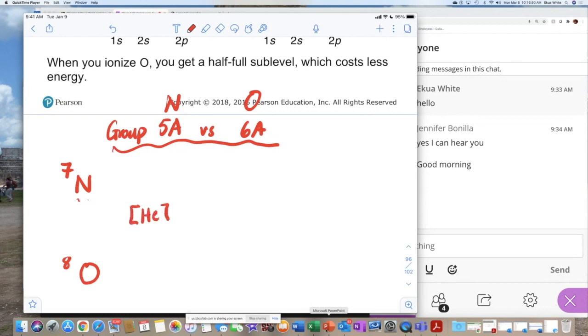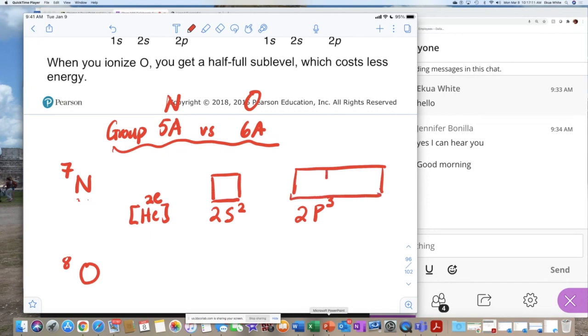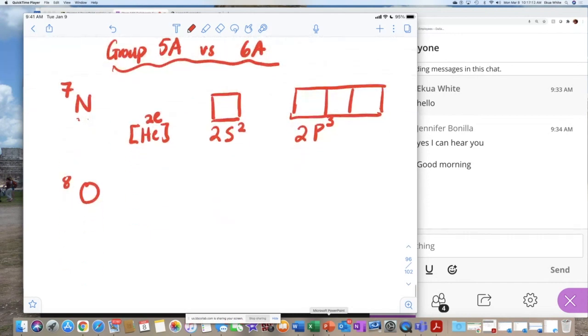Helium takes care of 2, shorthand configuration. After helium, I have 2s2, 2p3, okay? Remember the 2s sublevel only has 1 orbital. The p's have 3, right? I'll come back to that. Oxygen, also shorthand configuration. So in going through this part, we're kind of remixing a lot of things, right? You have shorthand configuration, you have orbital diagram, and then you have all those rules and everything.